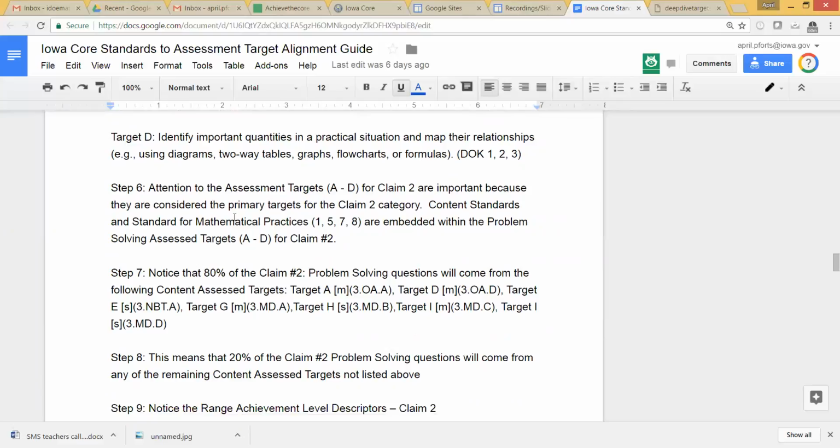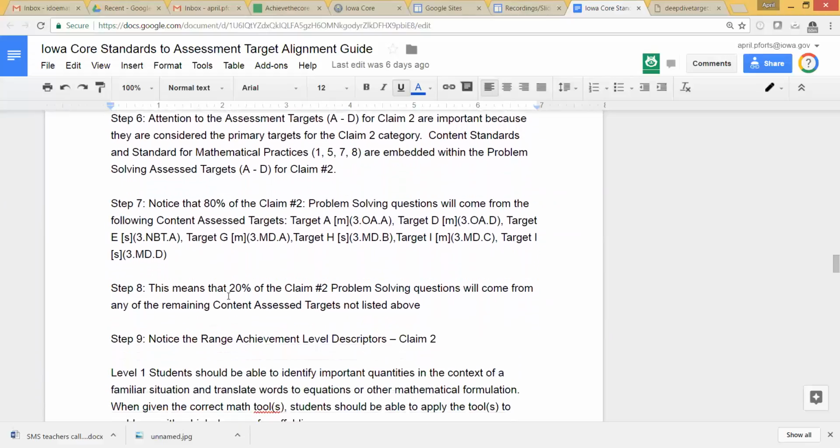Content standards and standards for mathematical practices 1, 5, 7, and 8 are embedded within the problem solving assessment targets. So what that means is we don't have to actually, as teachers and principals and coaches or whoever, look for evidence of these individual standards for mathematical practices, because if we focus on the assessment targets, those are embedded within them.